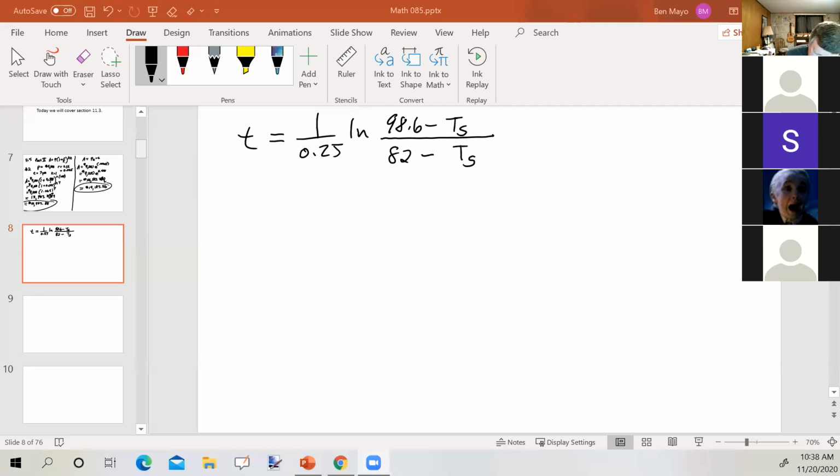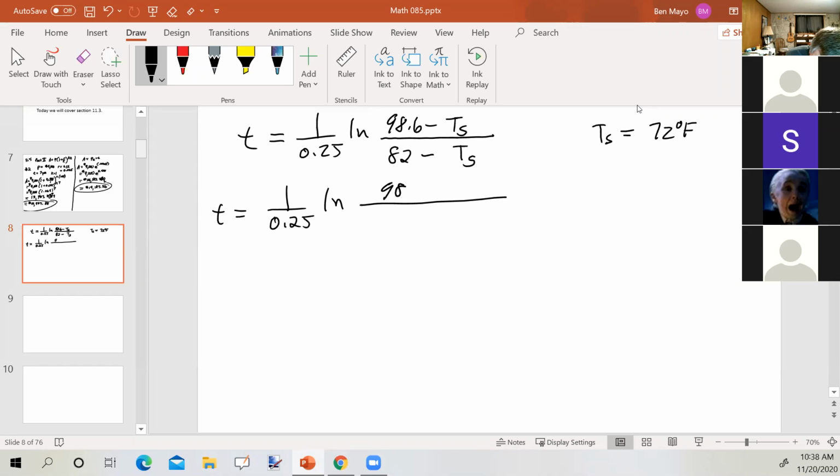So then our T sub s is going to be 72 degrees Fahrenheit. So the time is going to be 1 over 0.25 times the natural log of (98.6 minus 72) over (82 minus 72). I'm going to do some simplifying of this. For instance, what's 1 divided by 0.25? That's 4.